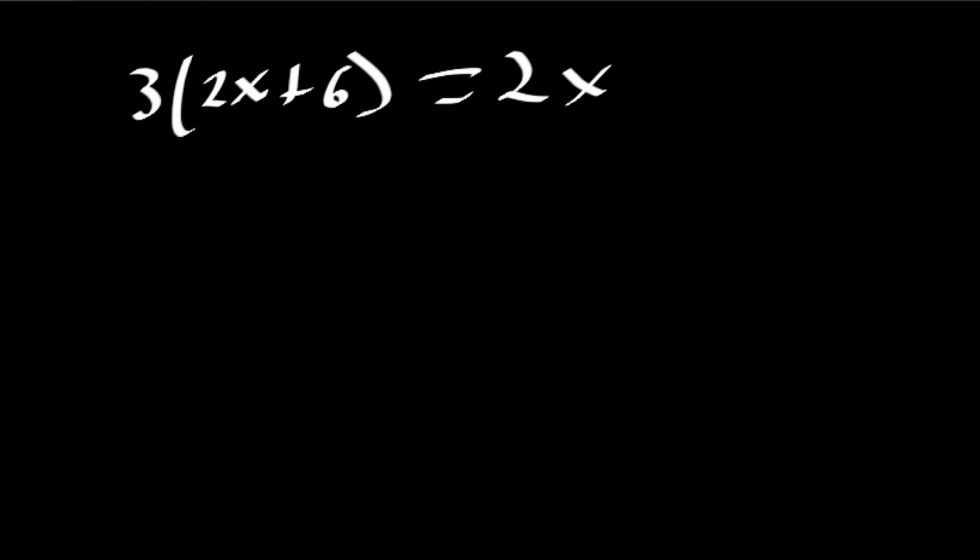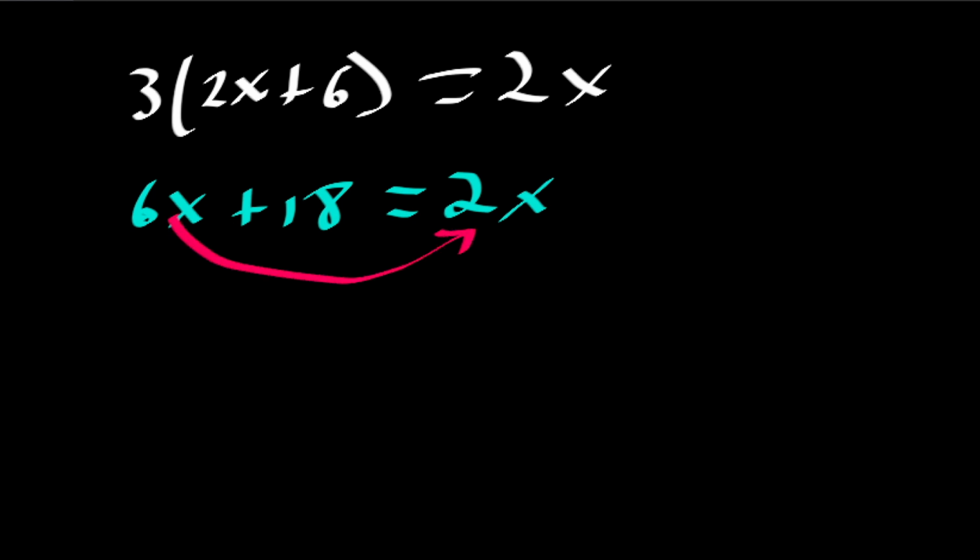All right, so now let's solve this equation. So once again, we're going to distribute: 6x plus 18 equals 2x. This is a rare case where I actually move the x's over here. But I would subtract 6x, subtract 6x.